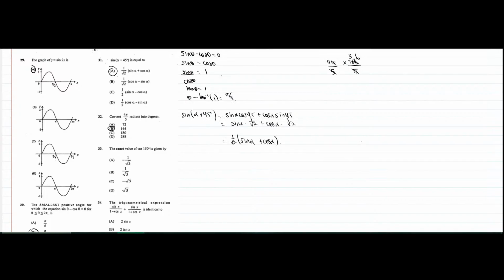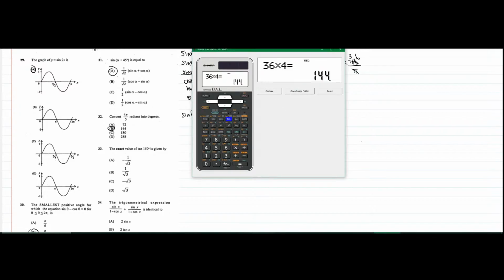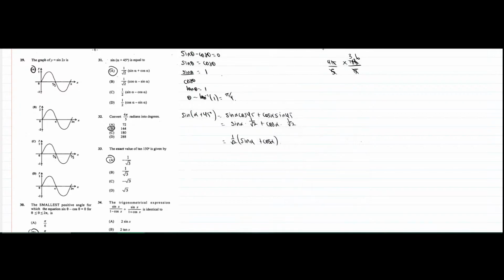The exact value of tan of 150 is given by, well, we could make your life easy. Tan of 150 is a negative number, so it can either be A or C. I want to check what A is. I'm looking for 0.577. 1 divided by root 3. I'm looking for 0.577. Cool. So A is the answer. You can check it over again. Root 3 is 1.7. So it can be negative root 3. Negative root 3 could be negative 1.7.